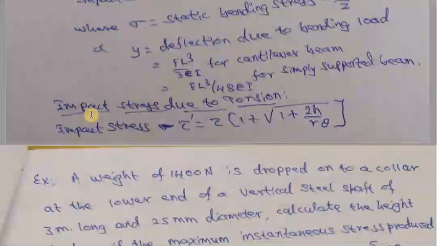Similarly, I can calculate impact stress due to torsion. When there is a torsional instantaneous stress, we can calculate tau dash. Tau is the notation for shear stress. When a torque is applied, shear stress is induced, tau dash. That is going to be tau into 1 plus square root of 1 plus 2h by r theta. Here r is the radius of the shaft, theta is the angle of twist which is undergone. So by means of this equation also you can calculate the torsional impact shear stress.